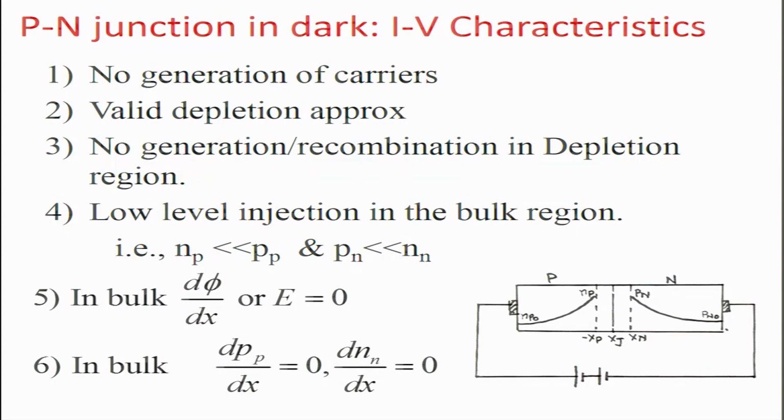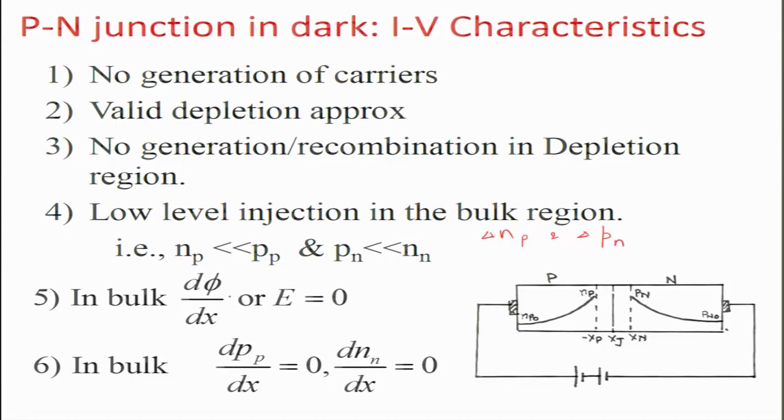And we also assume that the bulk of the semiconductor has the low level injection condition, which means that np, the minority carrier concentration on the p side, that is electron concentration, is much smaller than the hole concentration in the p side, and the minority carrier concentration on the n side, that is hole concentration, is much smaller than the electron concentration. What it also means is that the perturbations, delta np and delta pn, are such that they do not disturb the majority carrier concentration, they only affect the minority carrier concentration. So injection is lower in that sense.